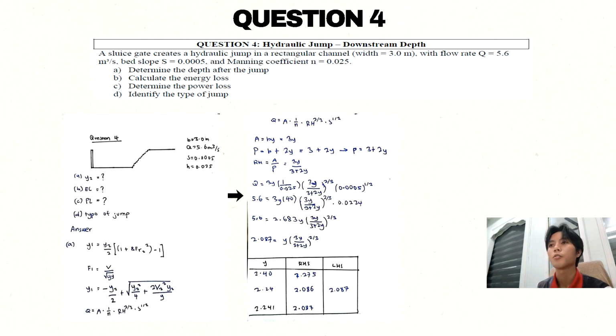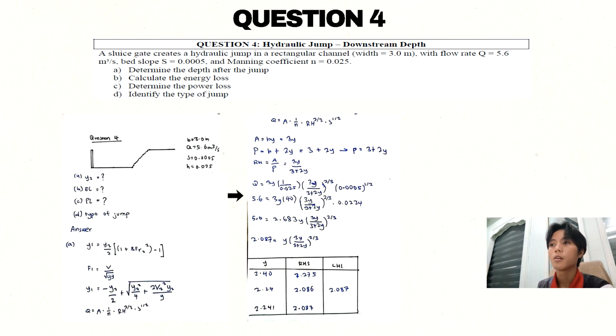So for question 4, we are given B equals 3 meters, Q is 5.6, S is 0.0005, n is 0.025. So we need to find four things, which is A, determine the depth after the jump, B, calculate the energy loss, C, determine the power loss, D, identify the type of jump.